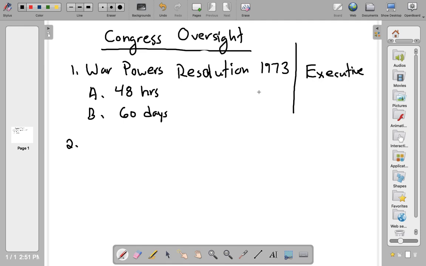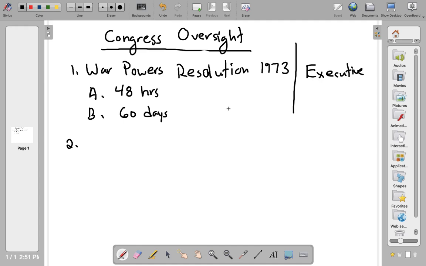So my point is, read the FRQ closely. If it says in the original Constitution, the only thing you can really talk about is Congress can override a veto of the president, or they can impeach the president, or they can deny the president funding. So those are things that are specifically in the Constitution, not the War Powers Resolution.